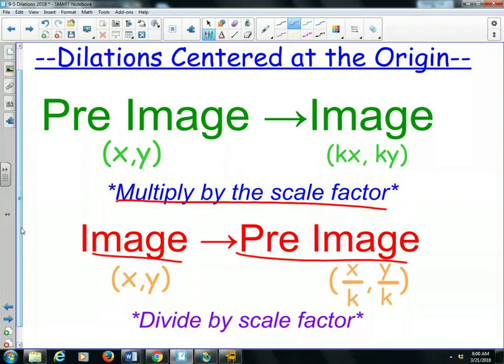So if you're given the actual letters, A, B, C, and we want to find the image, A prime, B prime, C prime, we want to multiply by the scale factor. That's what this is saying. For every x coordinate, you multiply by the scale factor. For every y coordinate, you multiply by the scale factor. K and R, again, are both letters used to symbolize scale factor.